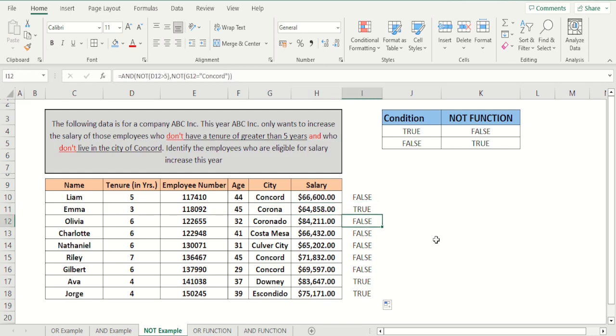Let's take a look at another false value and understand what that means. We want the tenure to be not greater than 5 years. For Olivia, the tenure is 6 years, so the condition fails. And the city is not Concord, it is Coronado. So yes, this condition is satisfied, but since the first one failed, the final answer is false. So this is how the NOT operator is used. The NOT operator, as stated before, works like the flipping of a switch from true to false and false to true. So these are the 3 main Boolean operators that we wanted to cover today.